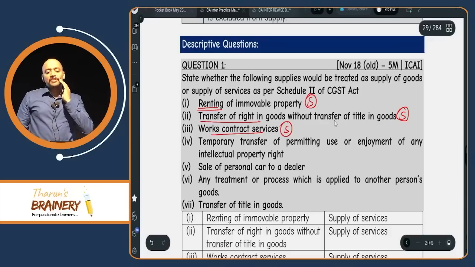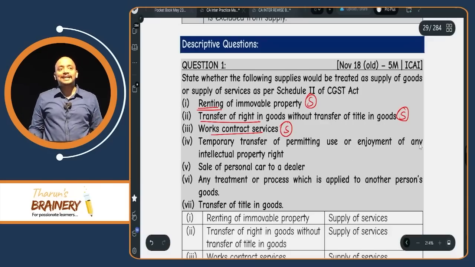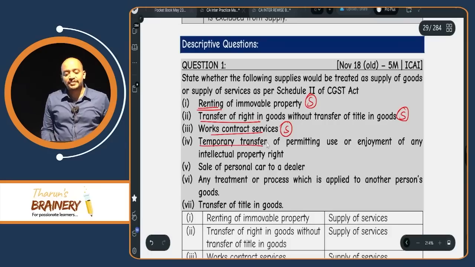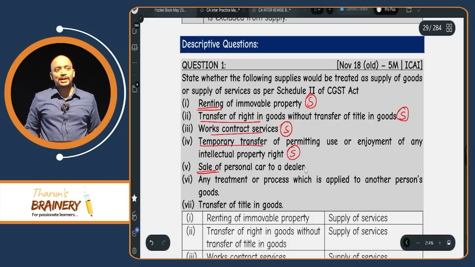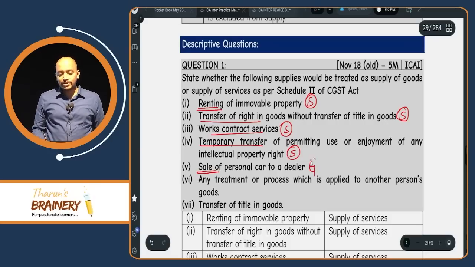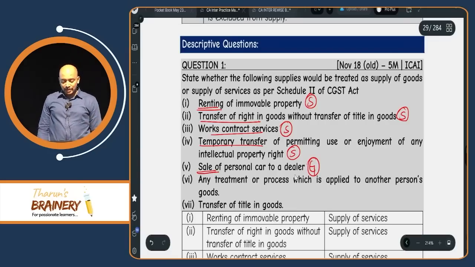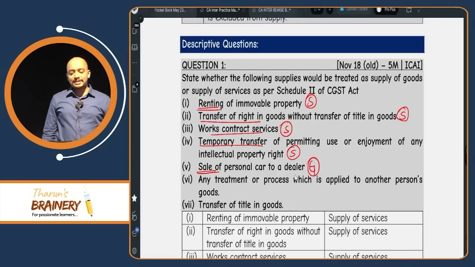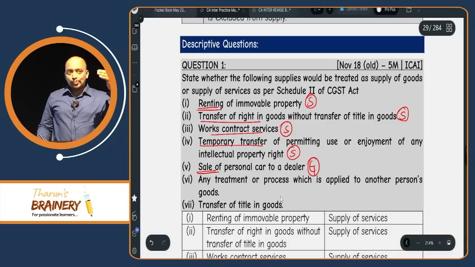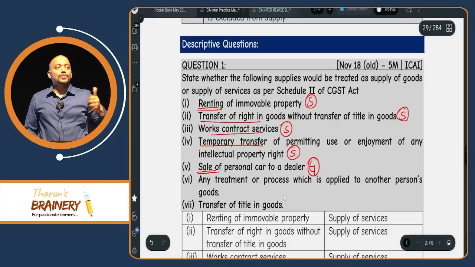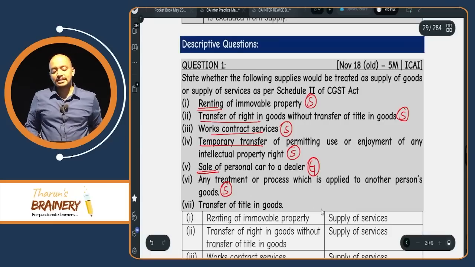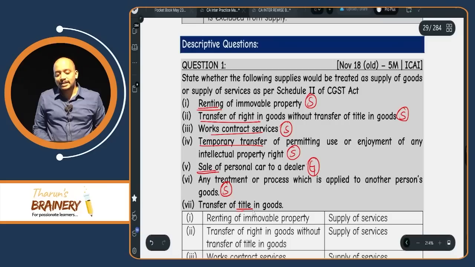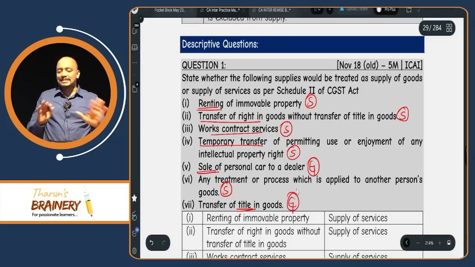Then temporary transfer of permitting use or enjoyment of any intellectual property right. IPR. Temporary transfer of IPR. Where it will come? Supply of service. Sale of personal car to a dealer. Sale of personal car to a dealer is supply of goods. Then any treatment or process which is applied to another person's goods. So carrying out process on the goods belonging to the other person. What is it? Supply of service. Job work. Supply of service. Transfer of title in goods. Title. Supply of goods.